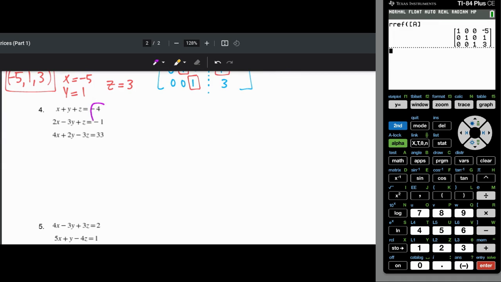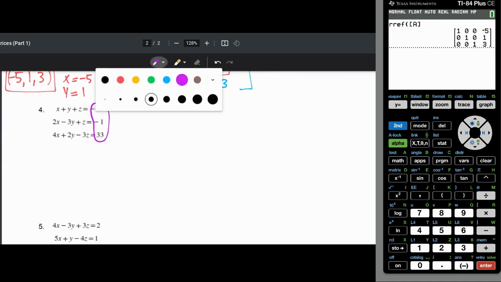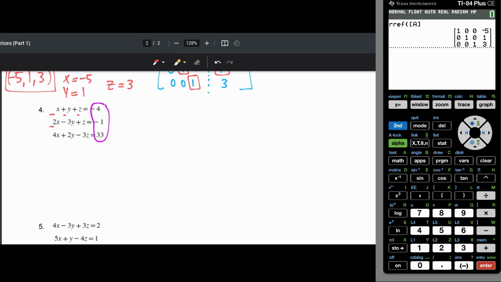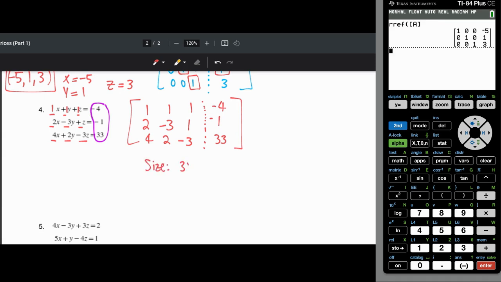So as a reminder, we're going to be looking for what are our constants, and then we look for all of our coefficients, the numbers in front of the variables. If we don't see a number in front of the variable, remember we count that as a 1. So this will be 1, 1, 1, 2, negative 3, 1, 4, 2, negative 3. And then I'm going to put negative 4, negative 1, and positive 33 in for my constants. As a reminder, the size of this is 3 by 4. And we want to label the size of this because we have to type this in our calculator and you have to indicate what the dimensions are.